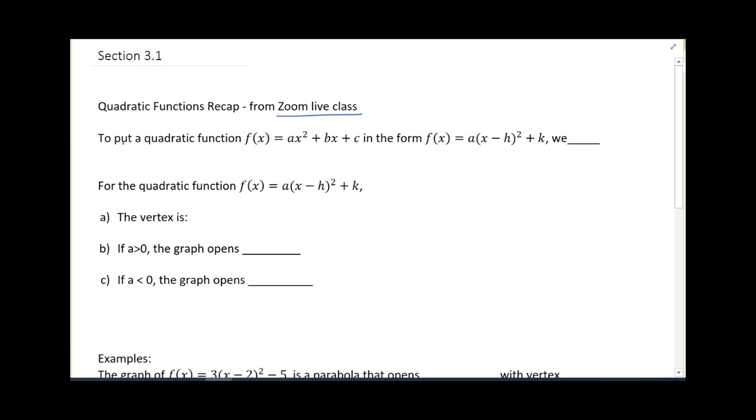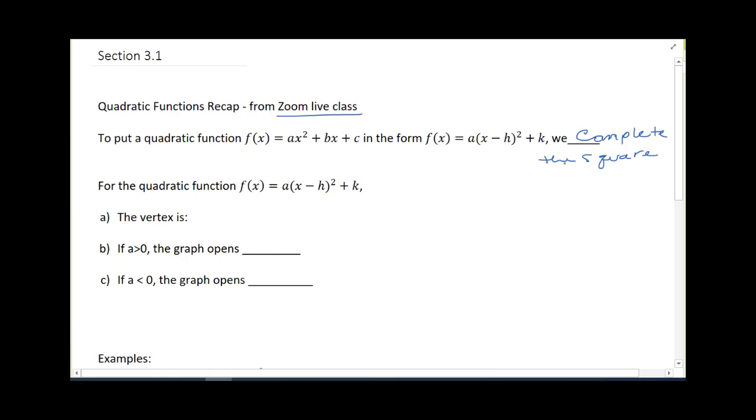So we have to put a quadratic function. When you have a quadratic function, it looks like f of x equals ax squared plus bx plus c. And we want to put it in the form a times the quantity x minus h squared plus k, because then we can get the vertex. So to put a quadratic function from ax squared plus bx plus c into vertex form, we need to complete the square.